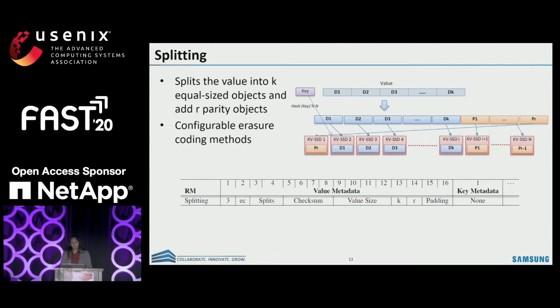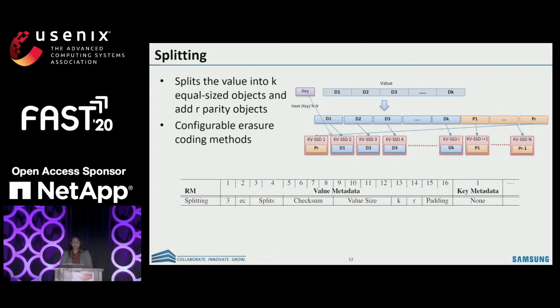Splitting is like what we talked about before. It splits the value into k equal-sized objects and adds R parity objects. Equal-sized, not always, because this is variable length, and you are using a pluggable erasure coding mechanism. Each mechanism might have a size constraint on it, so based on that, the size of individual chunks would be decided. So the final data chunk is very likely to be smaller than the other chunks.